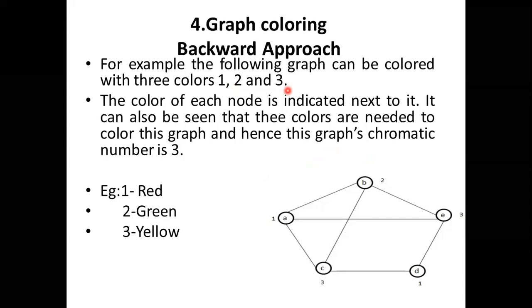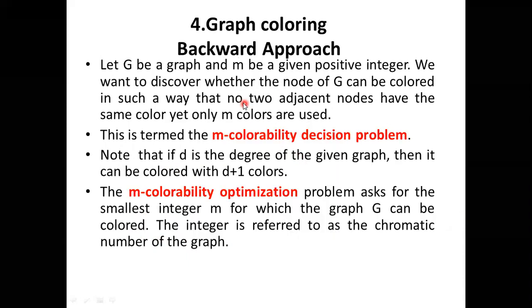That means 3 colors I can use. I can use any color. For example, I took 3 colors. Whichever color you like, you can use. Right? That is called the chromatic number. The set of colors you are using is called the chromatic number. That's why it should be a positive integer, a positive number.